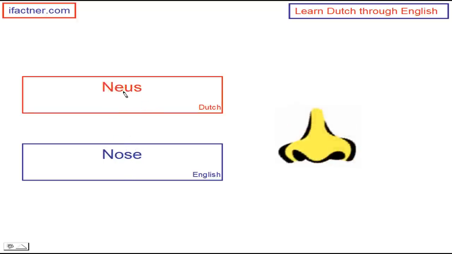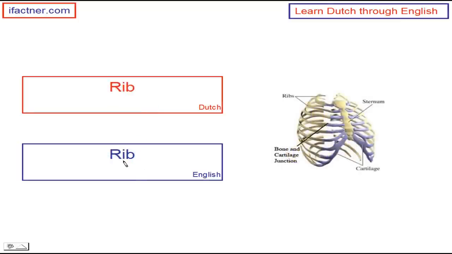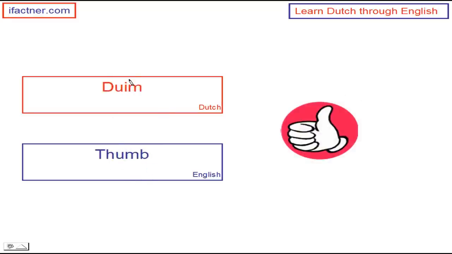Nose, neus. N, E, U, S, neus. Rib, rib. R, I, B, rib. The R is pronounced with a trill. Thumb, duim. D, U, I, M, duim.